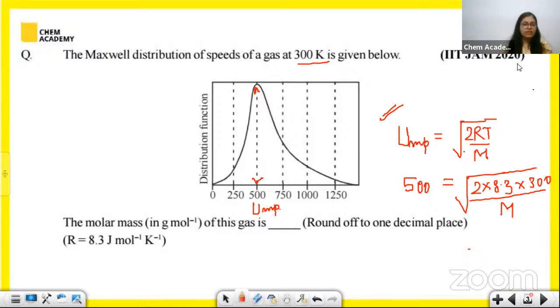Quickly, everyone connect. Okay, so the very first question for today is, the Maxwell distribution of speeds of a gas at 300 Kelvin is given below. The molar mass of this gas in gram per mole is. Okay, so we have this curve which has been given over here. It is a distribution curve for a particular gas, and we have been given this curve at a particular temperature which is 300 Kelvin.